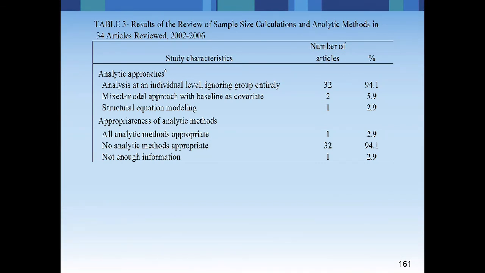When we look at the appropriateness of methods, only 1 study of the 33 that we examined used entirely appropriate methods. 32 used entirely inappropriate methods, and 1 study didn't give us enough information. So the pattern here is pretty discouraging. 94% used entirely inappropriate methods, even though 80% reported significant treatment effects.